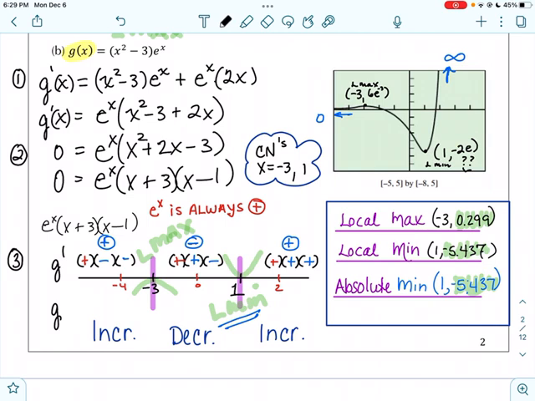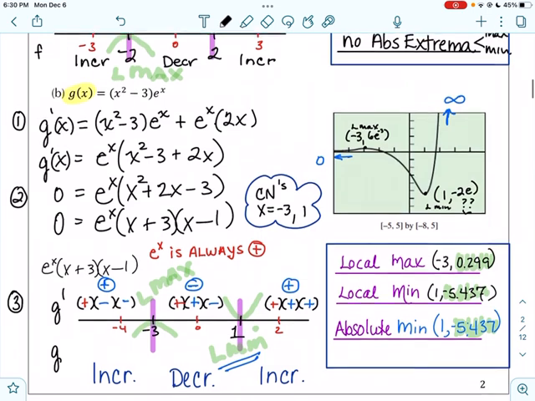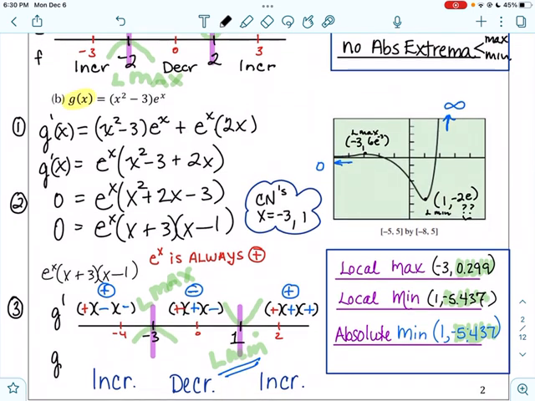And you can kind of see that from -infinity to -3, the function g is increasing. From -3 to 1, the function is decreasing. And from 1 to infinity, the function g is increasing. So increasing, decreasing, increasing, you can see we have a local max at -3 and a local min at 1. Now, what we did is we looked at the end behavior of this graph also, because we did get the local max and the local min and put the points in.